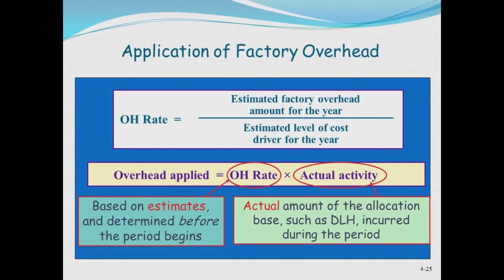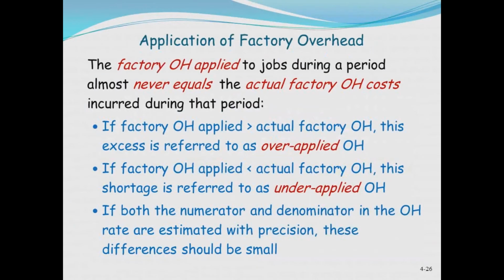Now, since your actual activity is probably not going to hit budget exactly, multiplying your rate times your actual will probably not give you the exact amount of your overhead costs for the year. So at the end of the year, you have to do something to correct that. But you don't have to do that each month. Which is what I just said.